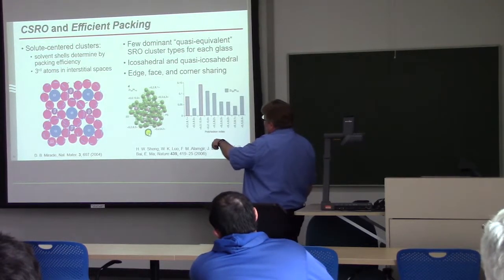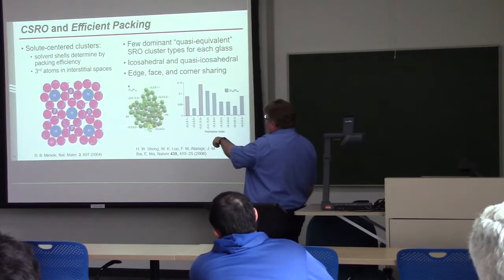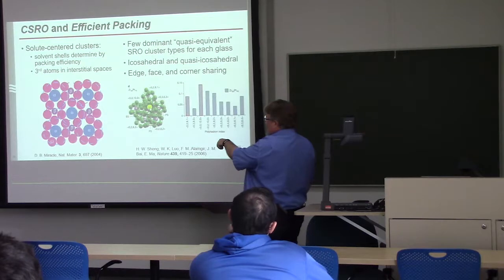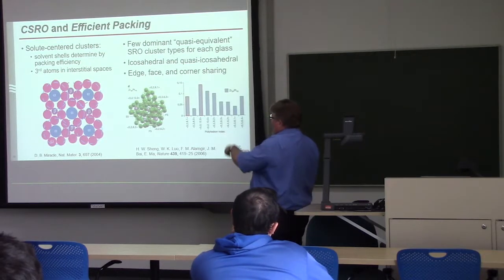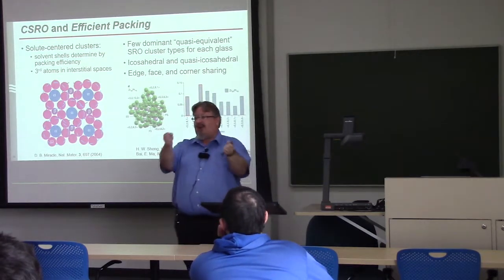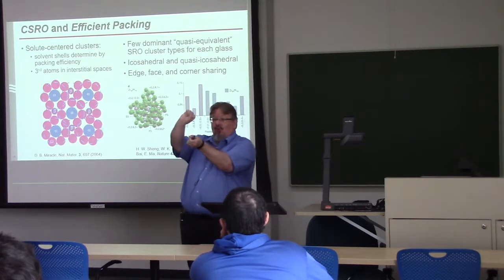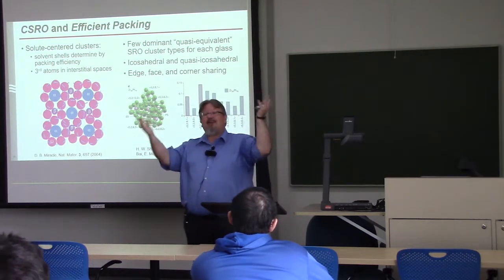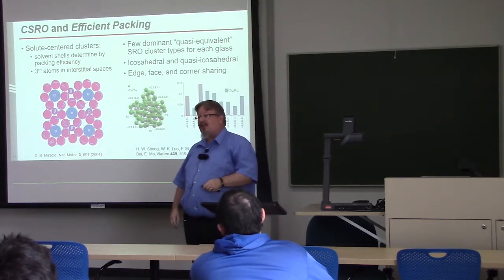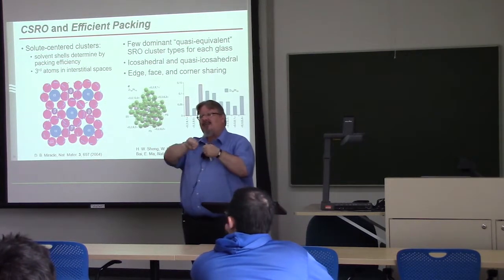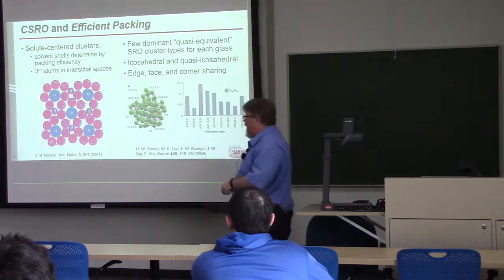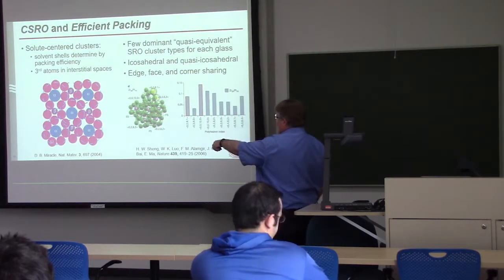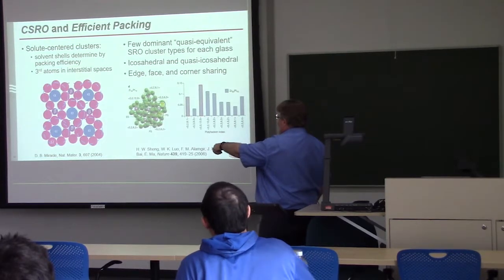They then pack together these quasi-equivalent solute-centered clusters every which way. If you have a polyhedron, they can pack together by sharing faces, edges, or corners. And in the Sheng and Ma model, that's what happens with no particular preference for any kind of polyhedral sharing to pack together the solute-centered quasi-equivalent clusters to make out the full solid.